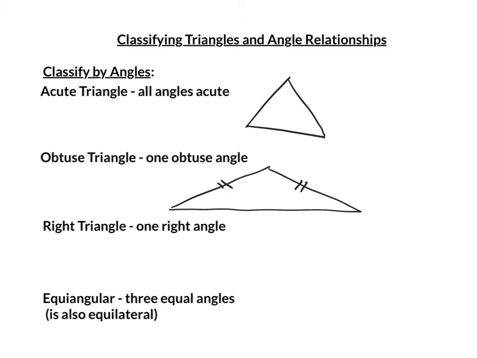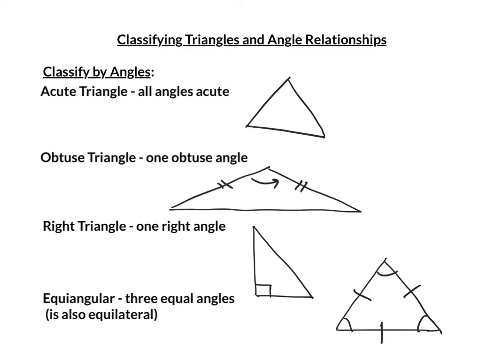Here we have an obtuse triangle. That angle there is greater than 90. That is also isosceles. A right triangle would have one right angle. This is an example of a scalene right triangle. An equiangular triangle, a triangle with all equal angles, turns out it also has all equal sides.